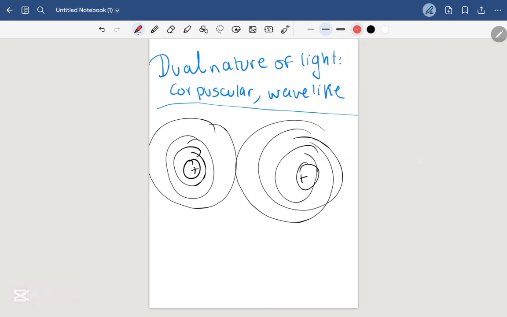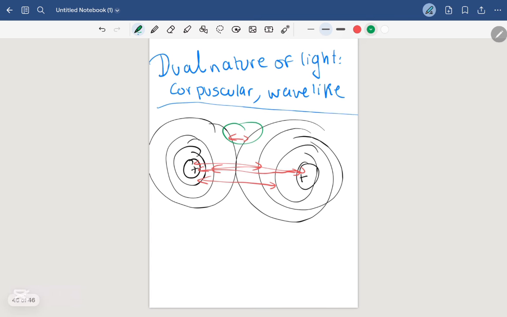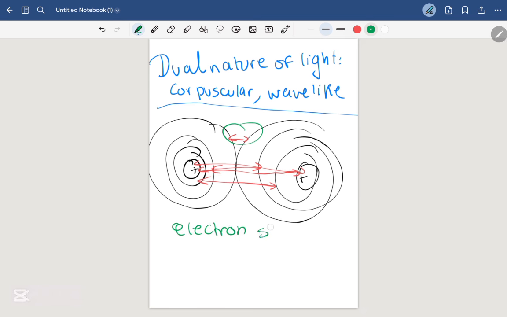Will they happen between this shell and this shell? Or between these electrons? Or between the nucleus? Definitely it will happen between these two shells. Now, what do we call these two shells? Instead of saying electron shells, we call them energy levels.